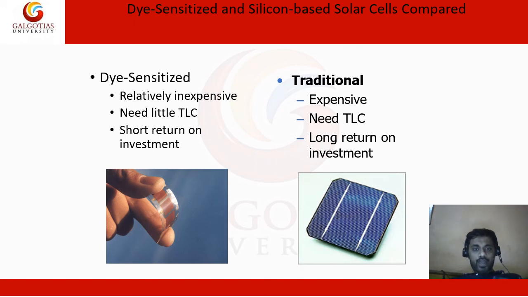So this is the comparison between the dye sensitized solar cell and silicon-based solar cells. The dye sensitized is relatively inexpensive, but the traditional one is expensive. Dye sensitized needs very little TLC, but traditional needs TLC, and dye sensitized has a short return on investment, but traditional has a long return on investment.